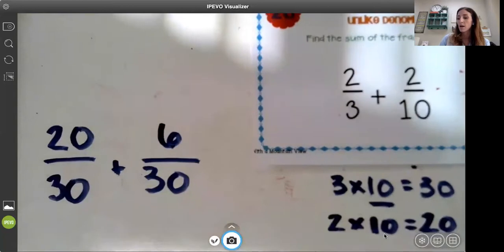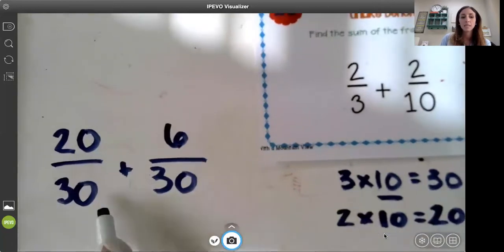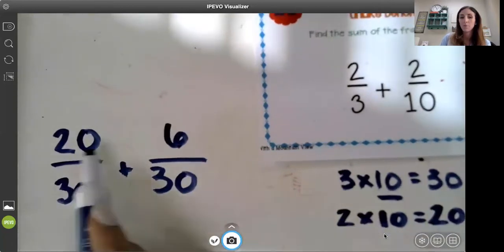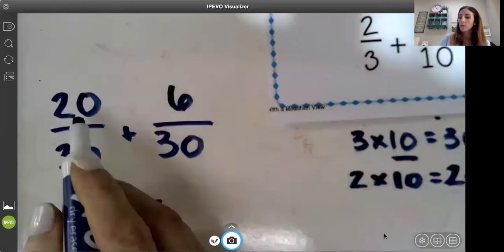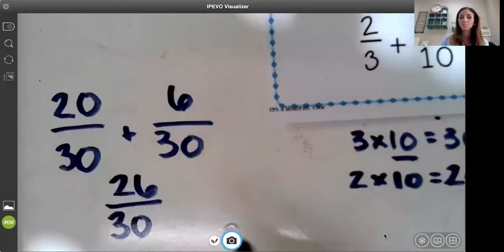Now from there, I can actually go through and add them. So I just add the top numbers. This is going to stay 30. So I'm going to write that down there. I'm going to move my things so you can see. And then 20 plus 6 is 26.